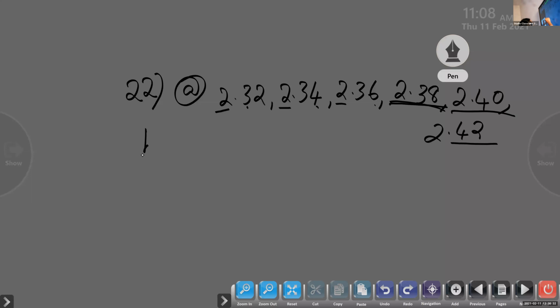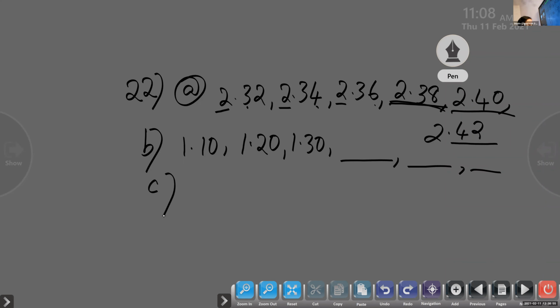Do it alone. This is very easy, like KG children, we are just skip counting. So children, do the next one also. 1.10, 1.20, 1.30. Then complete. What's the answer? 1.40, 1.50. Children, we will write 1.40, 1.50.